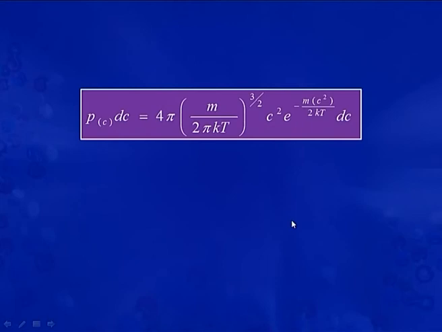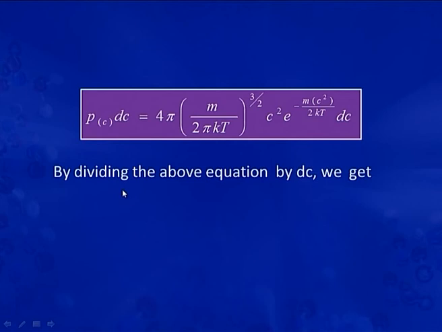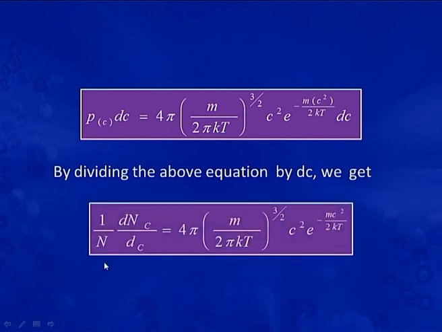This equation is P(c) dc is equal to 4 pi (m by 2 pi kT) to the power 3 by 2 into c square e to the power minus m c square by 2kT into dc. Now, by dividing this equation by dc, we get 1 by N into dNc by dc is equal to 4 pi (m by 2 pi kT) to the power 3 by 2 into c square e to the power minus m c square by 2kT.